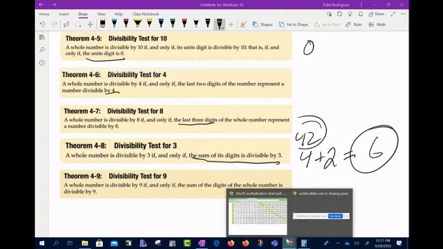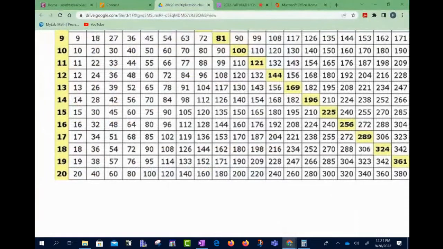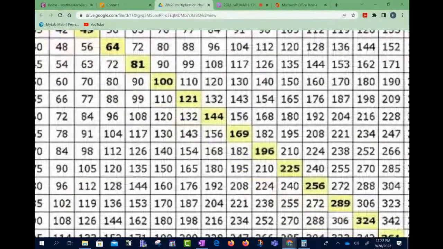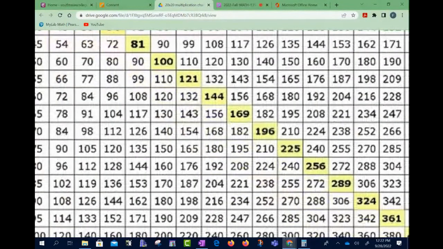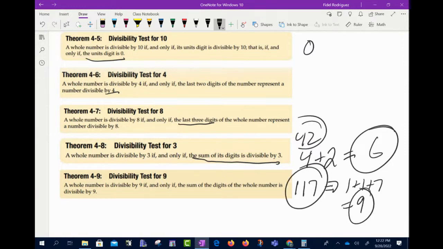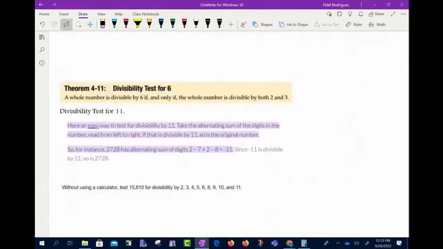So again, let me come back to my multiplication table, okay? And let me go to my 9s, which are right here in the middle. I'm going to zoom in on them. And I'm going to take the number, let's try 117. So if I'm thinking about the number 117, the way I would figure out if it's divisible by 9, I'm going to take 1 plus 1 plus 7. That's equal to 9. So since I can divide 9 by 9, then I can divide 117 by 9, okay?